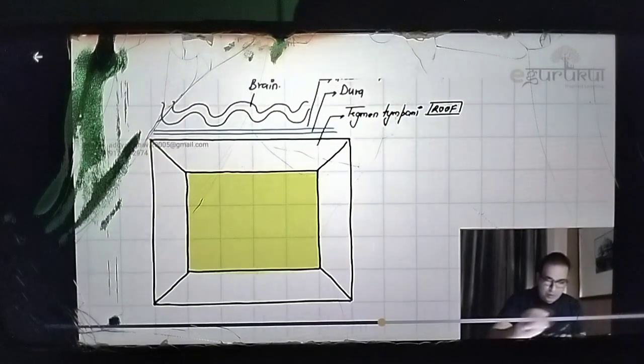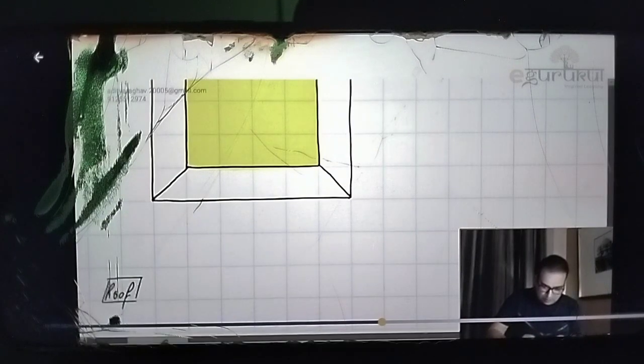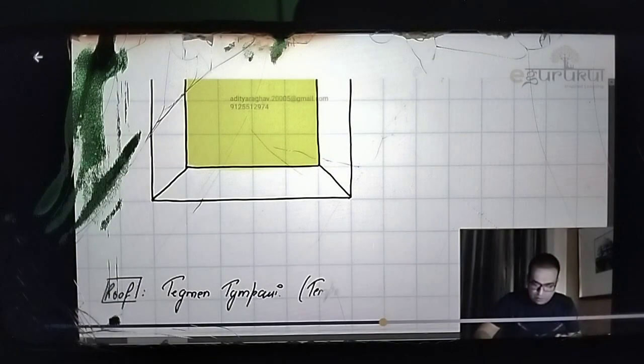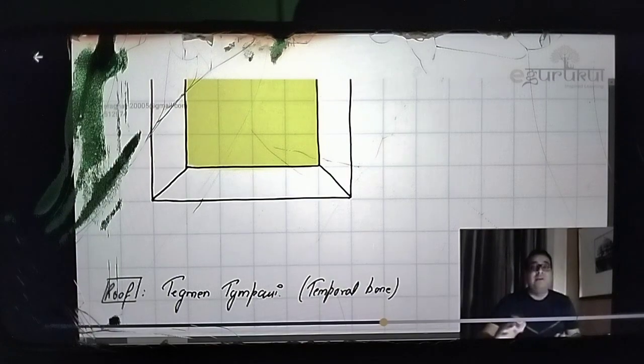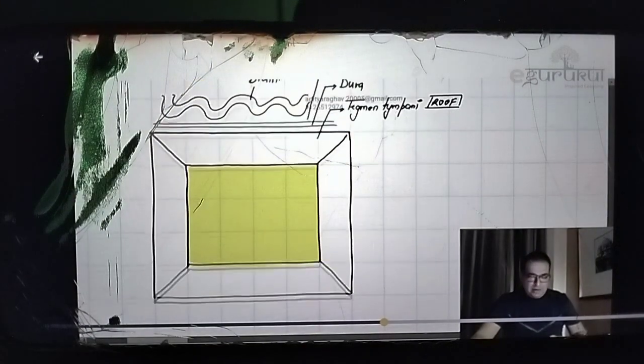These are some points which I also request you to please keep writing separately. I'll come back to this diagram. So, we started with the roof here. Tegmen tympani. Just remember the word, that's enough. Tegmen tympani, which is a part of the temporal bone, separates the middle ear cavity from the middle cranial fossa, or you can say from the temporal lobe of the brain. So guys, this is the roof here.